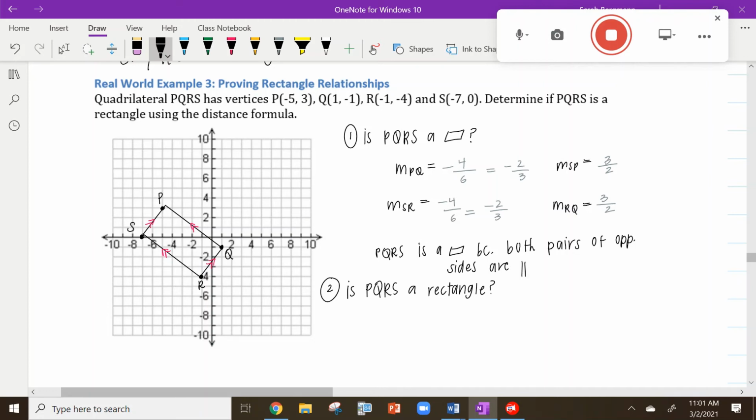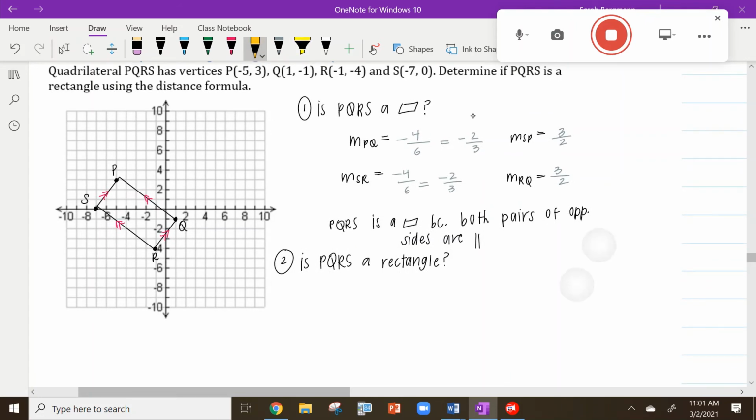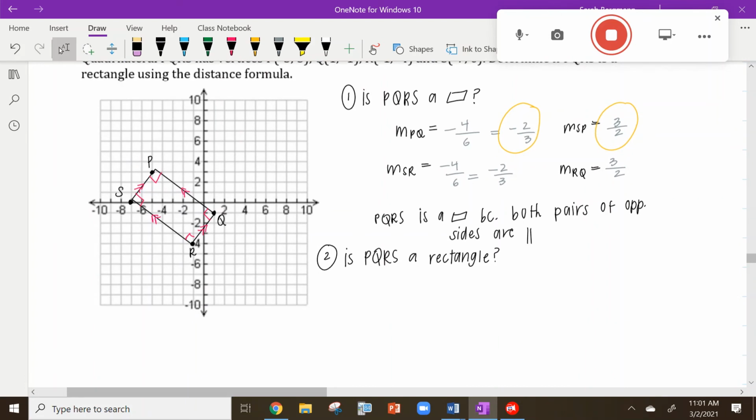Now I can decide whether PQRS is a rectangle or not. This told me to use distance formula. However, even if I just look at these slopes, I see that negative 2/3 and positive 3 over 2 are opposite reciprocals. That means that this is a right angle here. Remember, perpendicular lines have opposite reciprocal slopes. When you multiply those slopes together, you get -1. But let's check it using distance formula since that's what they asked for.